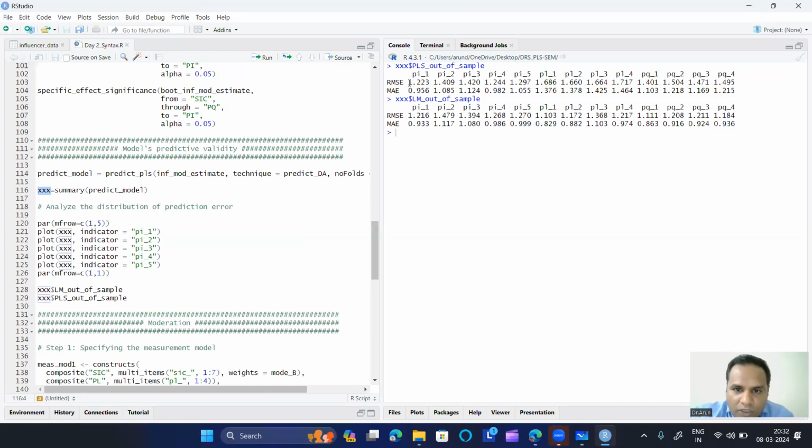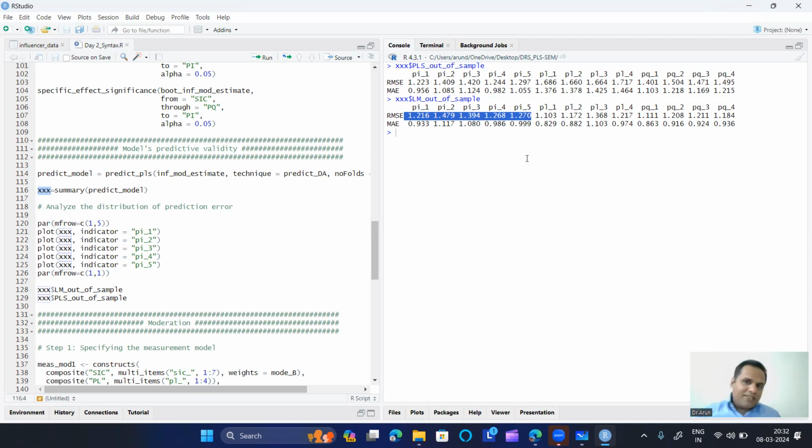So now, what is the interpretation? That RMSE out of sample is higher for 3 constructs out of 5. Now we'll say that the model has low predictive power.